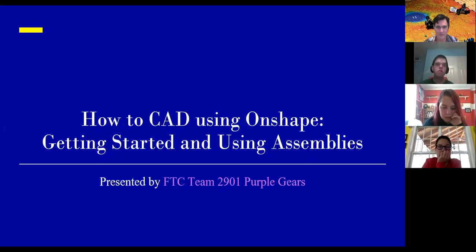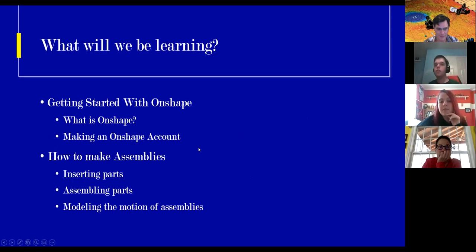So the first thing is we're going to go over what we're going to be learning today. In general, it's basically how to do most of the things we do in Onshape. A lot of teams don't use a lot of custom parts because they don't have access to manufacturing. So we're going to mainly be talking about assemblies today and also how to make an account. We'll talk about what Onshape is, how to make an account, and then in terms of assemblies, how to get parts into those assemblies, assemble them into larger mechanisms, and how to make those mechanisms have more accurate motion.